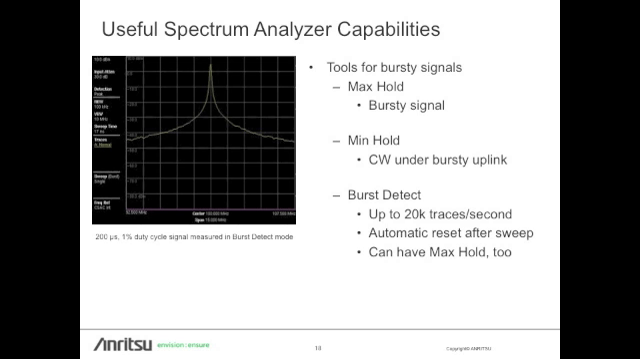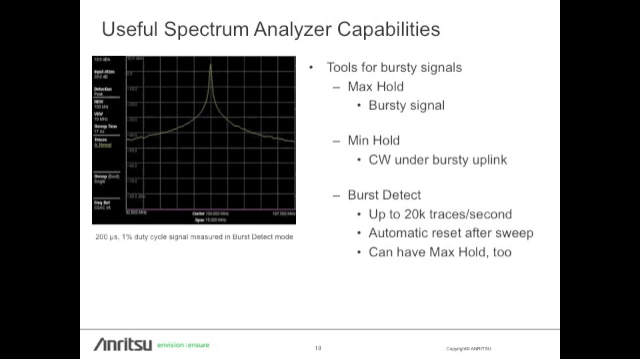A counterpoint to that is actually min hold, when I have a static signal like CW, but then I have it maybe in a frequency where there's uplink traffic that's bursty. And if I'm just looking at it on the analyzer, it's hard to see the maybe small CW signal. But if I use min hold, that bursty signal goes away and the CW signal remains.